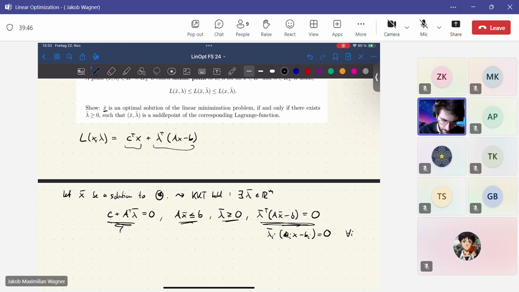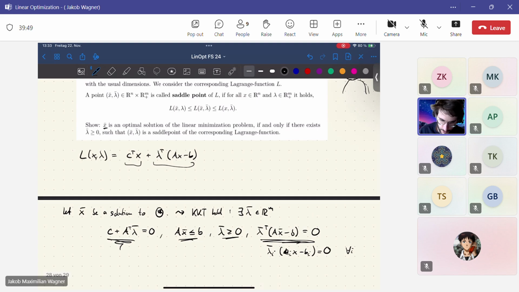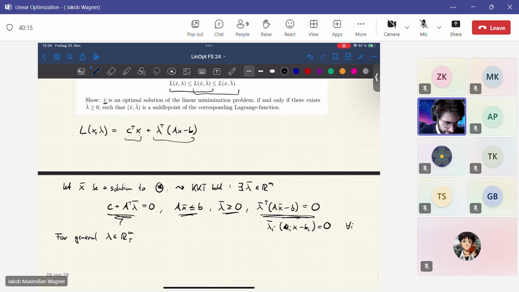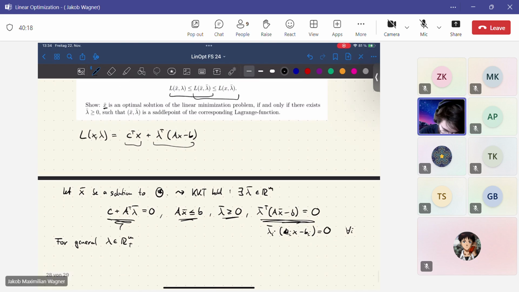All right. So our goal is to show that this x bar and the lambda bar is a saddle point for the Lagrangian. So we need to show that these two inequalities hold. So let's first consider a general lambda that's in R^m_+, so any other vector of non-negative entries. And for this, we want to show that L of x bar and this arbitrary lambda is less or equal than the Lagrangian evaluated at x bar and lambda bar.